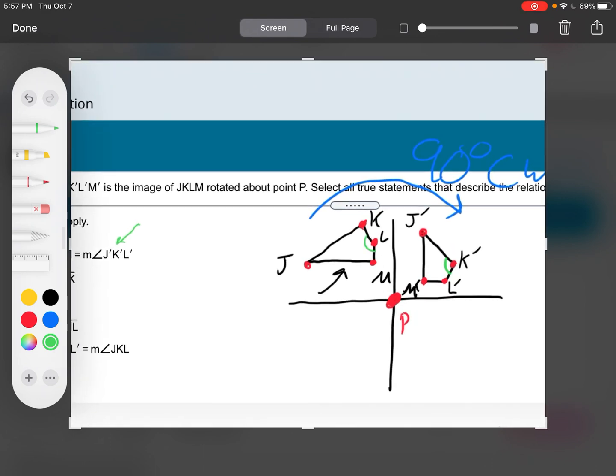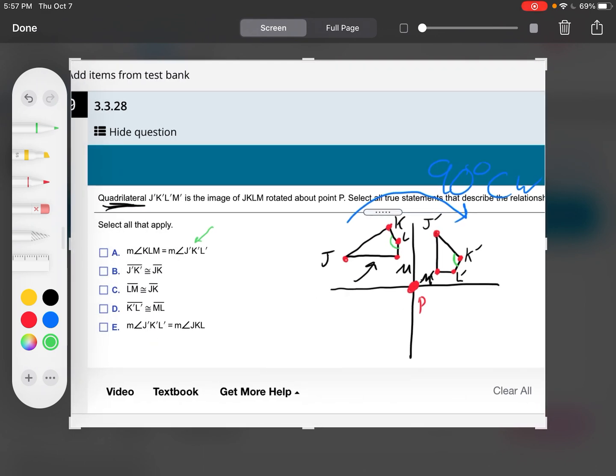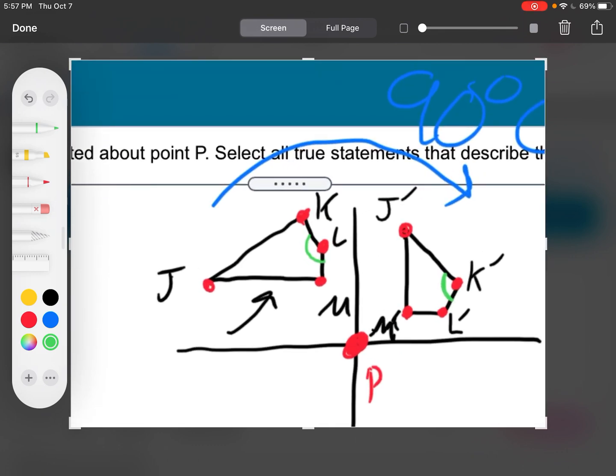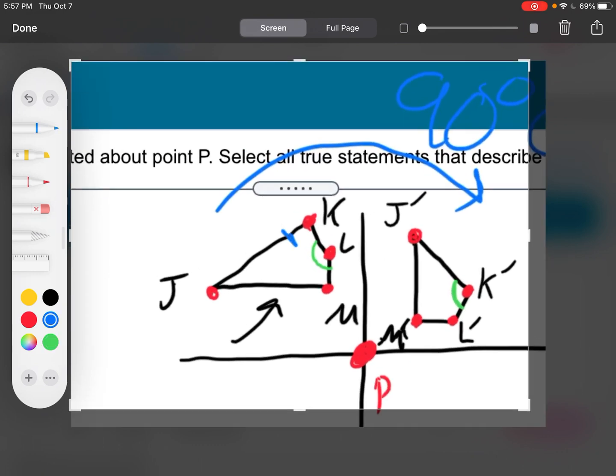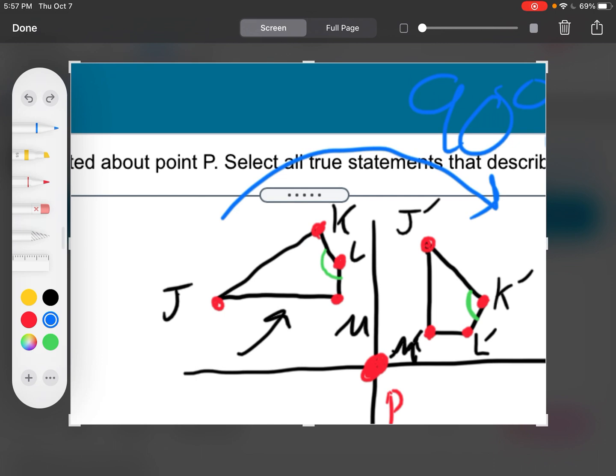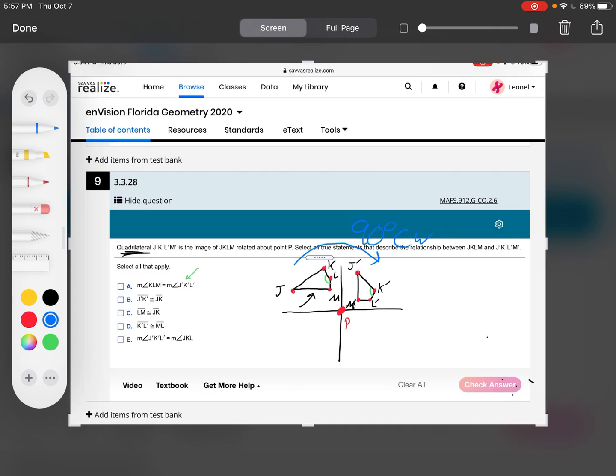In fact, if you look at JKL in the original, this looks like it might be close to 90, perhaps. But this one is obtuse. So they're not really related at all.